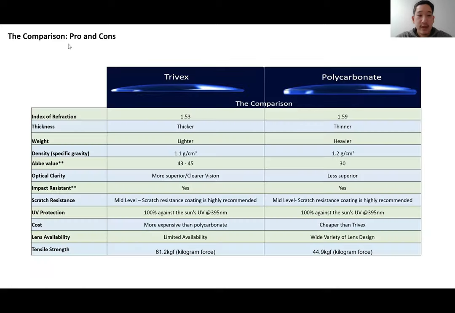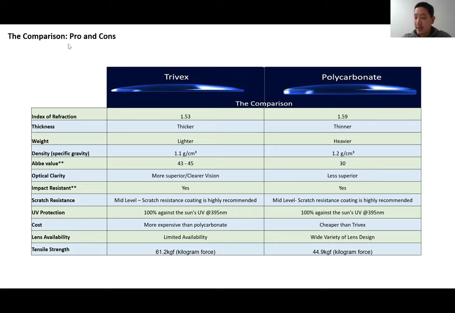Okay, let's go with the side-by-side comparison between the Trivex and the polycarbonate lens. What are the advantages and disadvantages of these two lenses based on the 12 criteria that I have in the first column? Number one, the index of refraction. Number two, thickness. Three, weight. Then the density or specific gravity, and the Abbe value. I have two asterisks here because I want to elaborate on the Abbe value, which is one of the advantages of Trivex, on the next slide. We also have the optical clarity, the impact resistance, the scratch resistance, UV protection, cost, the lens availability, and the tensile strength.